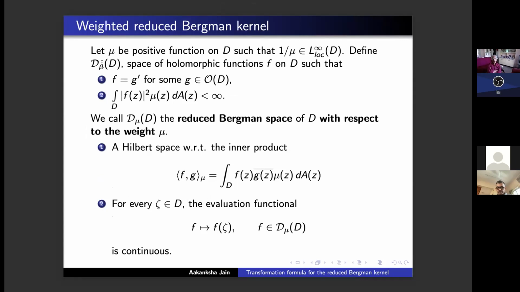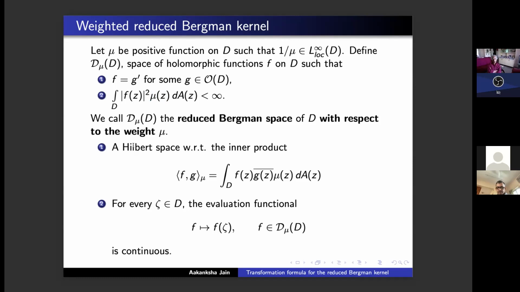Now coming to the weighted reduced Bergman kernel. For that, we let mu be a positive function on D such that 1 by mu is in L infinity loc of D. We define D mu of D, the space of all holomorphic functions f such that f has an antiderivative on D and f is Lebesgue square integrable with respect to this weight mu. We call this space the reduced Bergman space of D with respect to the weight mu.